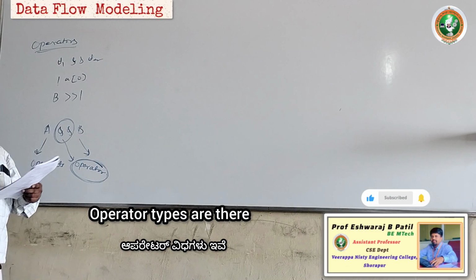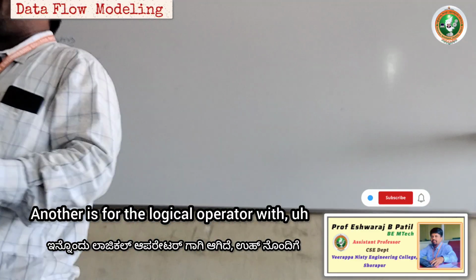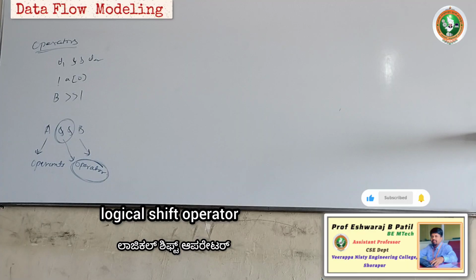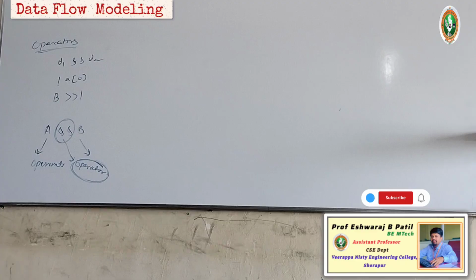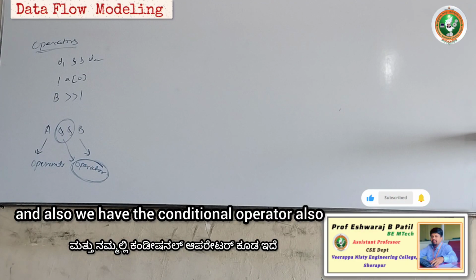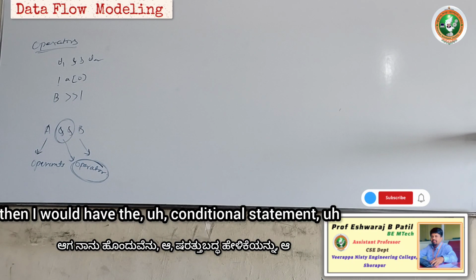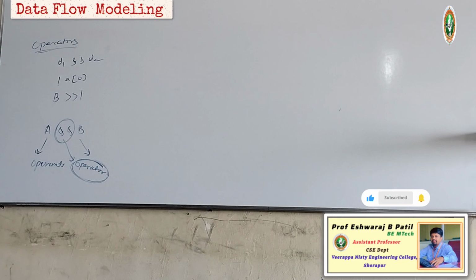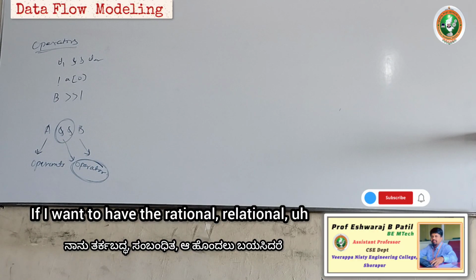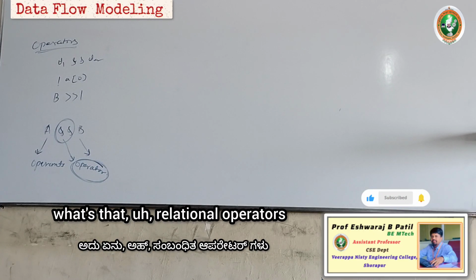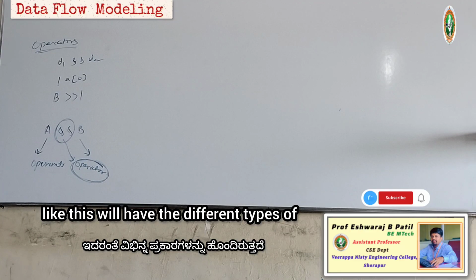Okay, so many different types of operators are there. One is the arithmetical operator, another is the logical operator, logical shift operator, and also relational operator, equality operator, reduction operator, shift operator, and also the conditional operator. If I want to write an if statement, then I will have the conditional operator. If you want to work with logical gates, then I will have the logical operators. If I want the relational ones, that's greater than or equal and so on, we have different types of relational operators.